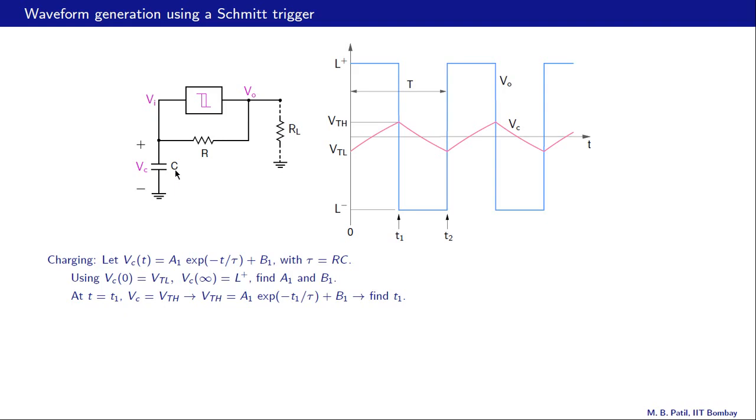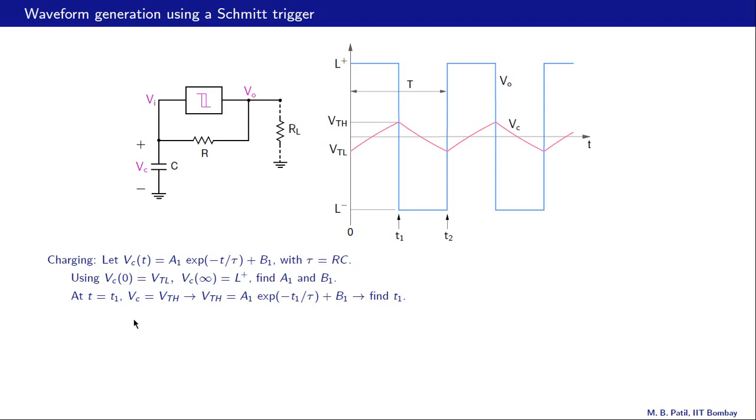What is VC at 0? This is our t equal to 0, so VC is VTL. What is VC at infinity? At infinity, this capacitor voltage would reach L plus, so that is our VC at infinity. Now using these two conditions, we can find A1 and B1. You are supposed to do it as homework.